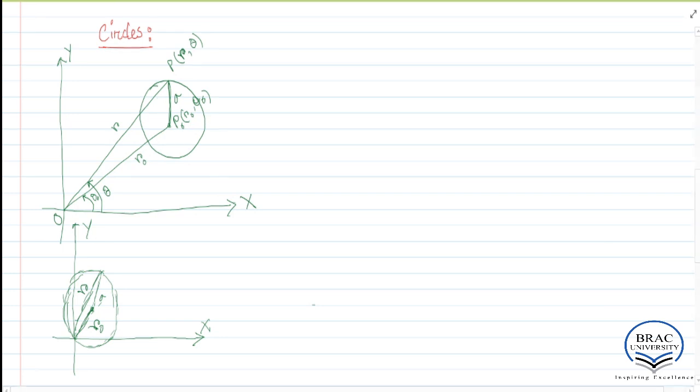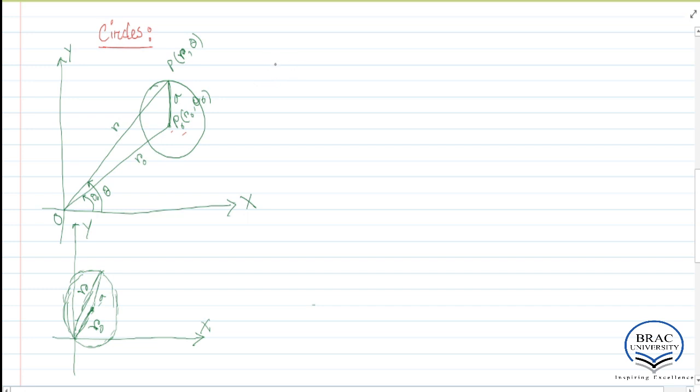Now consider this circle in the polar coordinate system. So this circle has its center at position P naught, which has coordinates r naught, theta naught, and P is any point on the circle whose coordinate is r, theta. And we will now try to figure out the circle's equation.